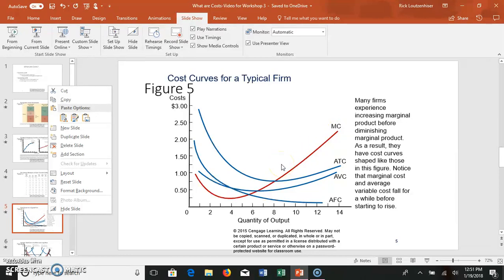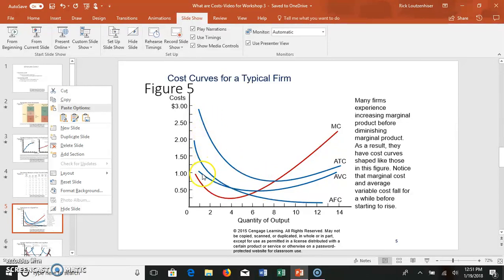All right, now for you people that took calculus and you still remember it, marginal cost is actually the derivative of the total cost, okay? That's what it is. It's the slope of the total cost line. So that's for those of you who took calculus, but you don't need to have calculus to understand this stuff, okay?